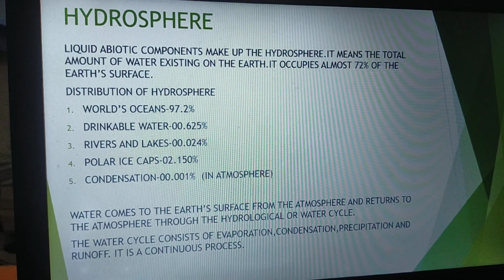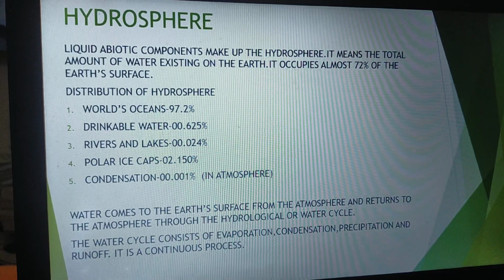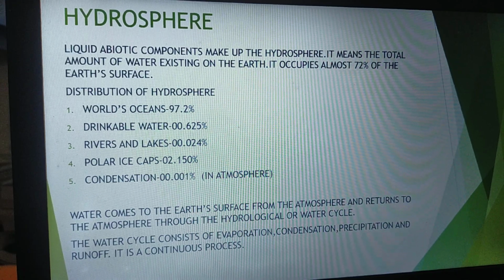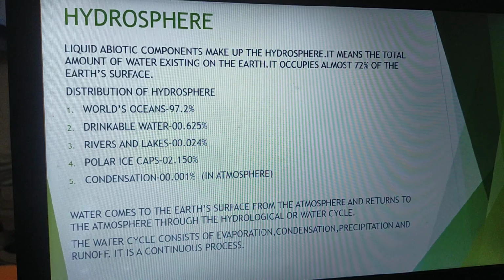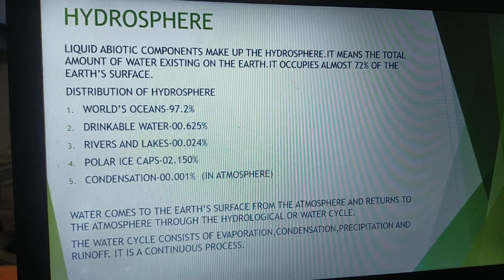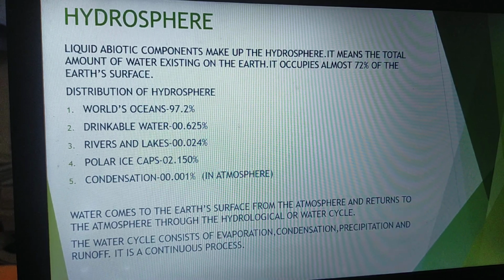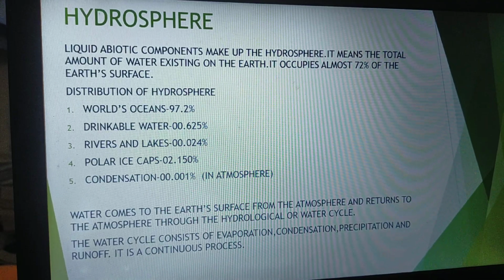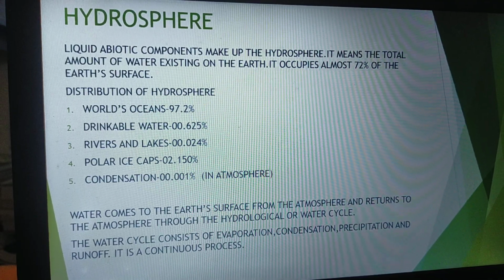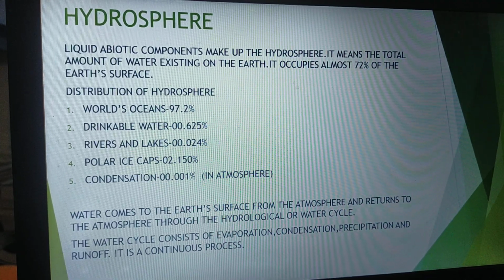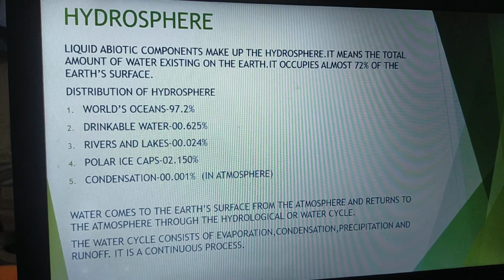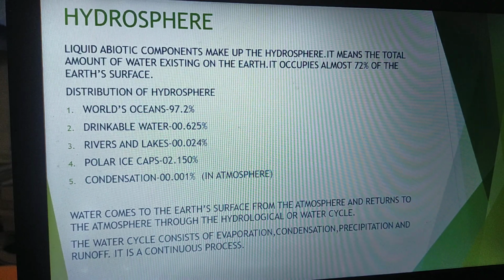Water comes to the earth's surface from the atmosphere and returns to the atmosphere through the hydrological water cycle. Now this water cycle is extremely important. It consists of 4 steps: evaporation, condensation, precipitation, and runoff. So it is a continuous process.